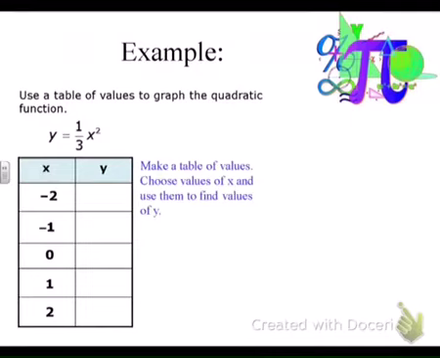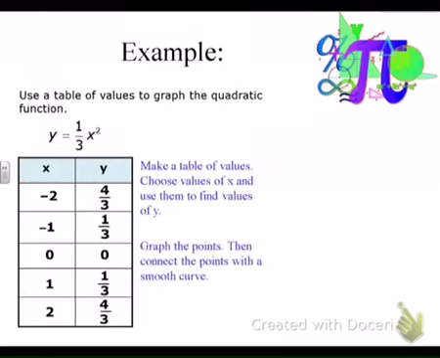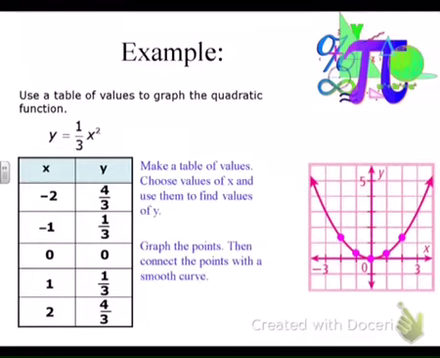So here are my values of x. If I square a -2, I get a +4 because negative times a negative is a positive. And then +4 times 1/3 is 4/3. And we can just go on down the table and complete that. Now I've got sets of ordered pairs that I can plot on the graph. And then we connect those with a smooth curve.